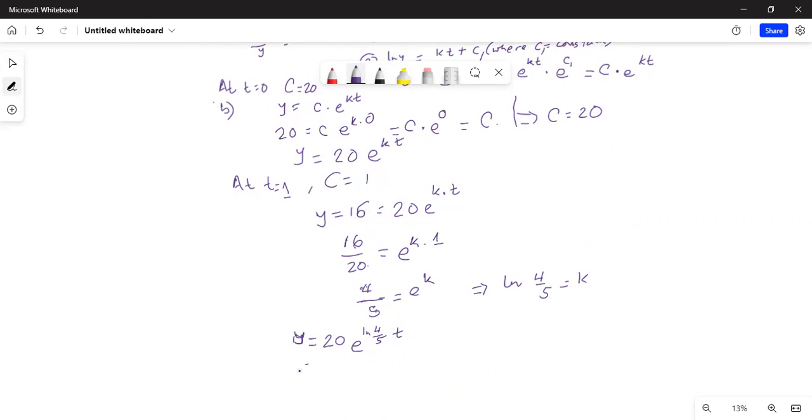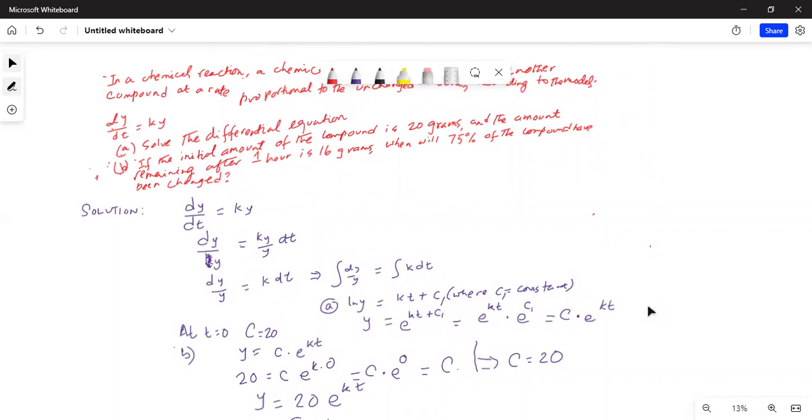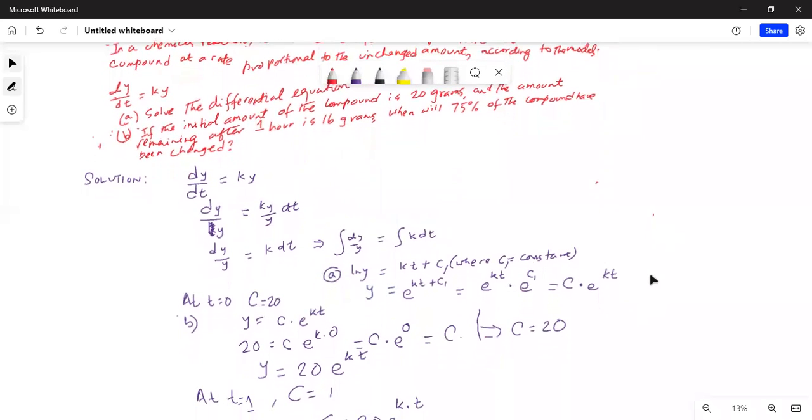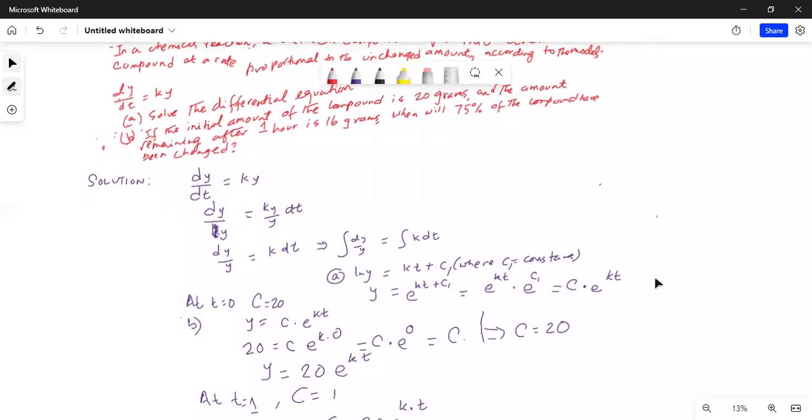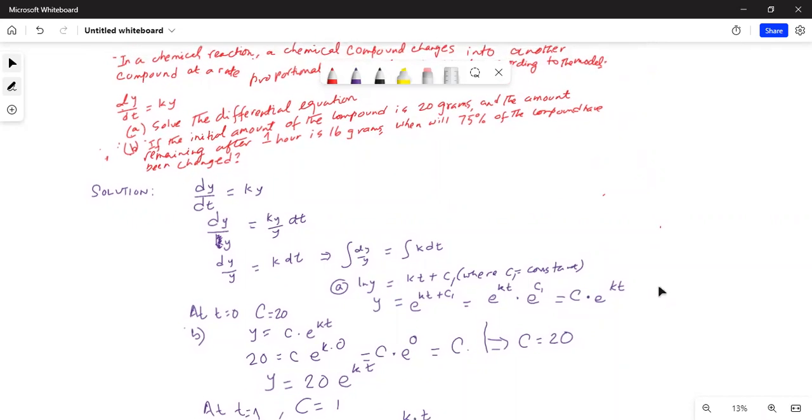Now we have been asked, when will the concentration... let me bring this down a little bit so that we can read it. It says, if the initial amount of the compound is 20 grams, from which we found the value of the constant C, and then from the second information, amount remaining after 1 hour is 16 grams, we obtain the value of k. So we have the expression for y now, and we have been asked, when will 75% of the compound be changed?